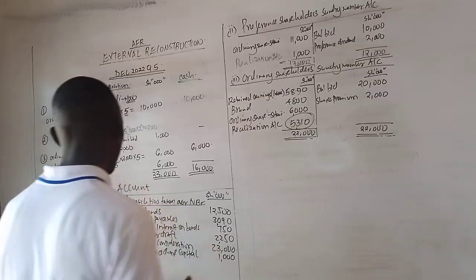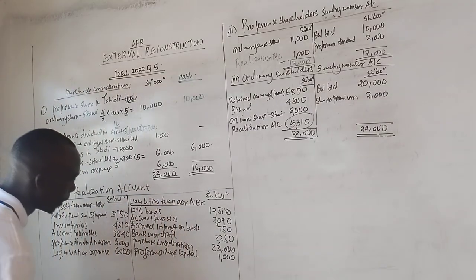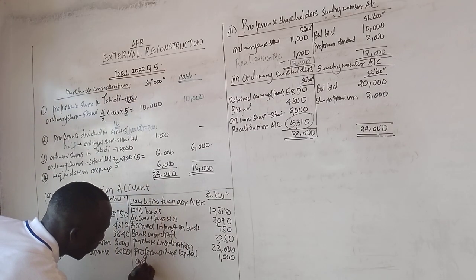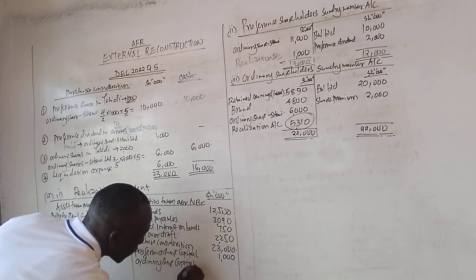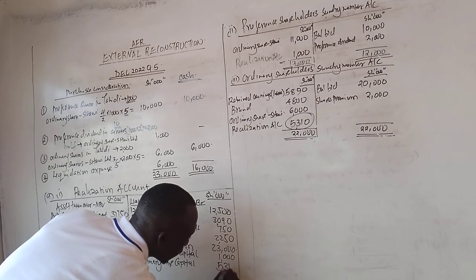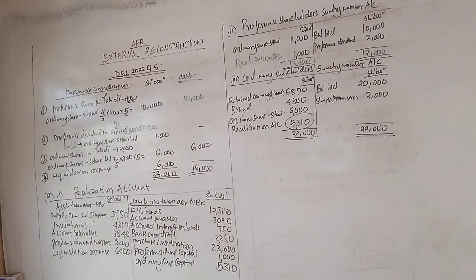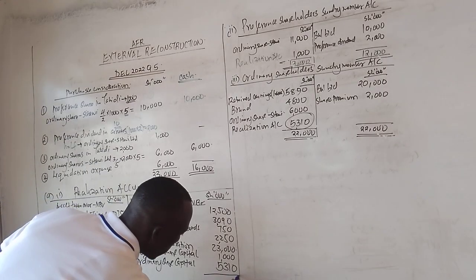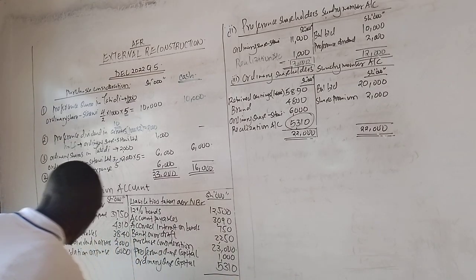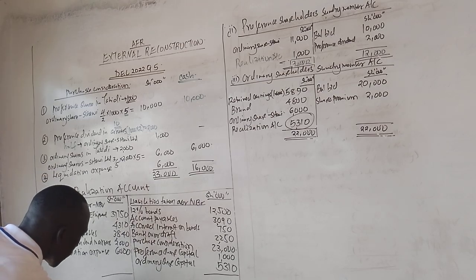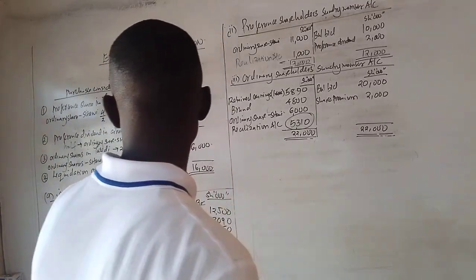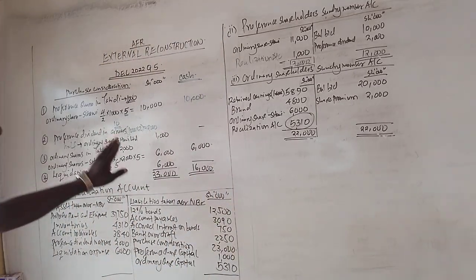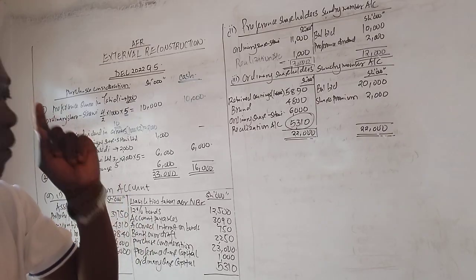When you take to the realization account, it should be on the credit side. So here we are going to have ordinary share capital, 5,310. So I think that account is done and dusted. Remember what you need to know: if all the adjustments are correct, the realization account must balance itself.